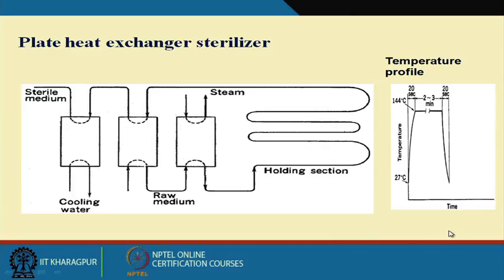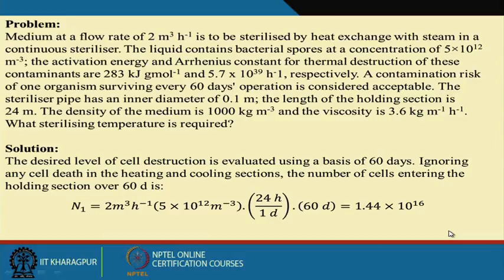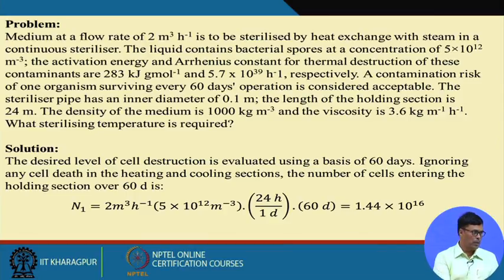So let me discuss some problems related to the medium sterilization process, so that we can have a better understanding of the process. Now, the problem is like this: media at a flow rate of 2 m³/h is to be sterilized by a heat exchanger with steam in a continuous sterilizer. The media contains bacterial spores at a concentration of 5 × 10^12 per cubic meter.